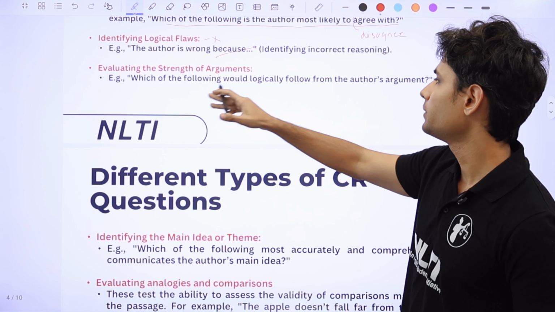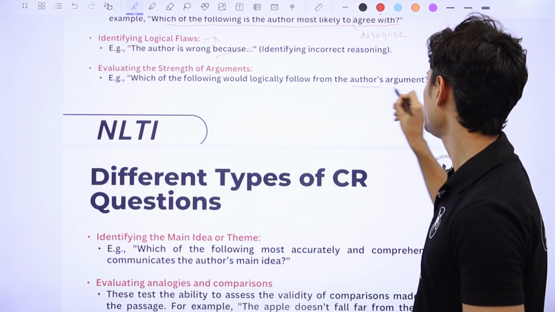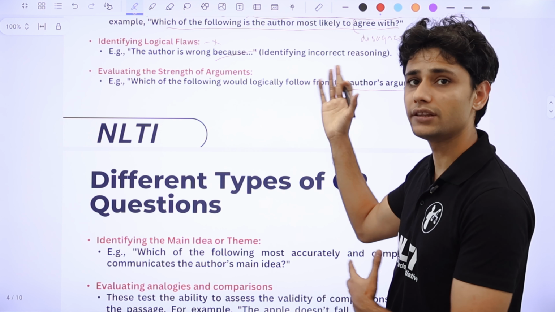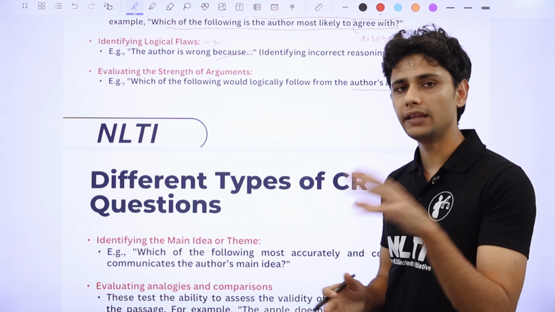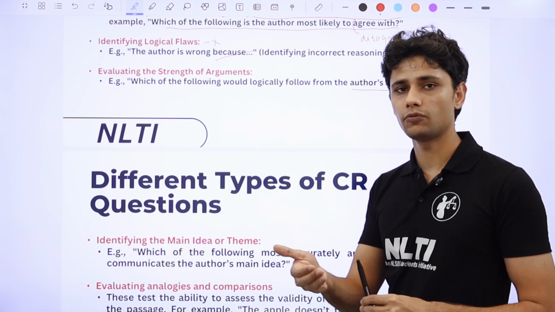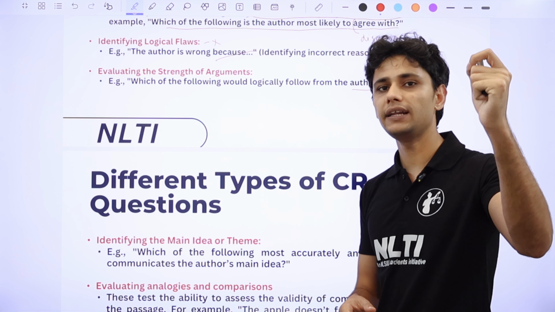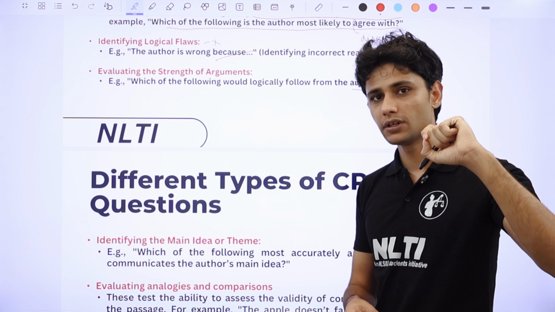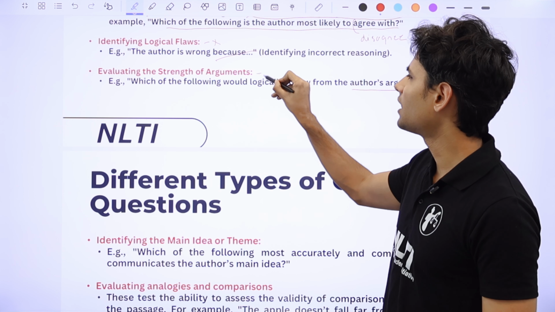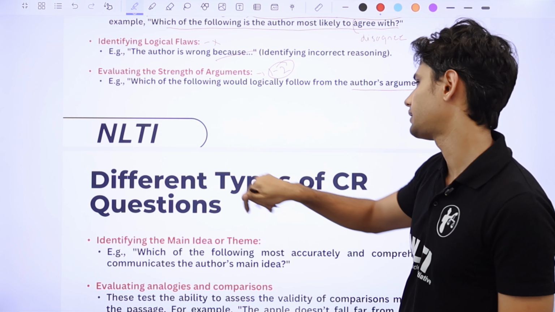Evaluating the strength of arguments: which of the following would logically follow from the author's argument. So if the author has made an argument that India is the greatest country in the world, let's say that's the author's argument, then you'll have 4 options and they'll ask you which of the following logically follows from what the author has argued. So you'll have to see which one most proximately relates with the author's argument and most naturally flows from it. Again, you might expect about 1 to 2 of these questions in the paper, but nothing more than that.